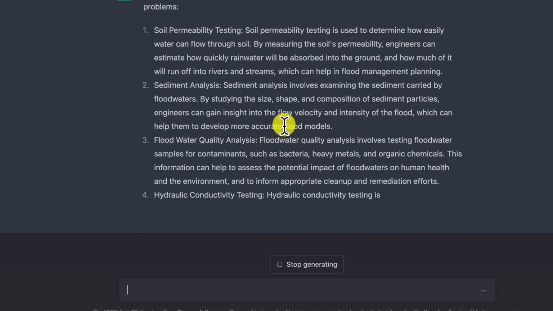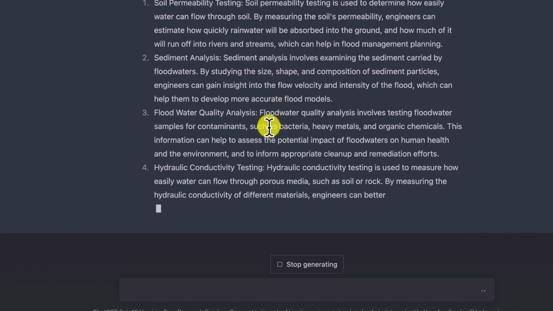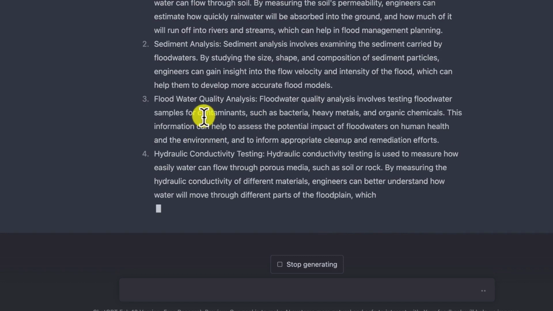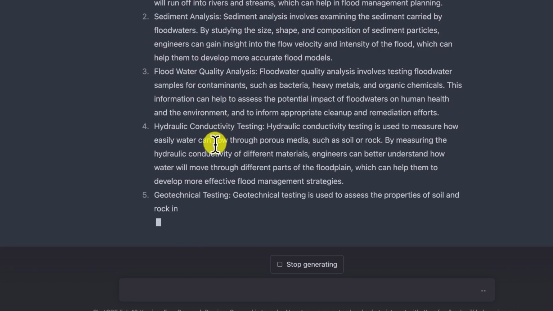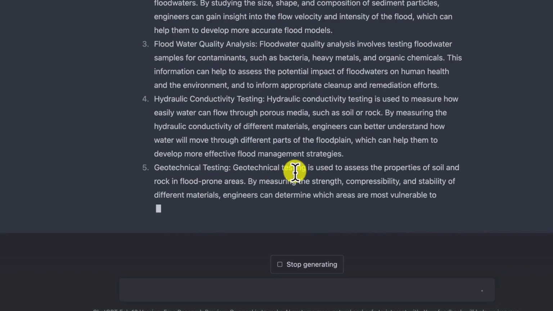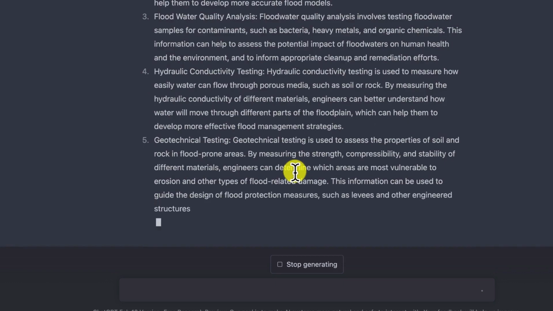Engineers can gain insight into the flow velocity and intensity of the flood, which can help them to develop more accurate flood models. You can have flood water quality analysis. You can do all that. Hydraulic conductivity, geotechnical testing. These are just very basic testing that can help you in managing flood, because it all boils down to the porosity and the water carrying capacity of the soil that you are dealing with. So you can be very, very detailed and specific, and it will help you to write accordingly. And you can relate these findings to what you want to do in your research.